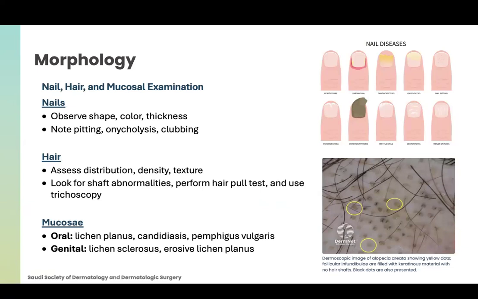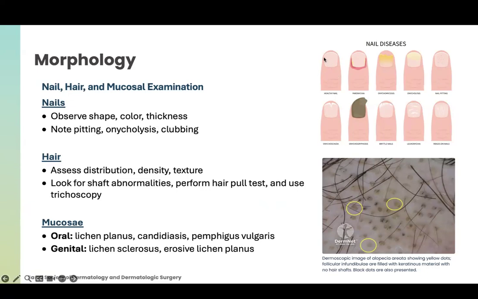So now that we're done describing skin lesions on the skin, don't forget, as part of your examination, always look at the nails, always look at the hair, and always look at your mucous membranes. But these obviously have a whole different lecture for nails specifically, hair shaft abnormalities, scalp abnormalities. But just in general, I'm going to touch upon it. You want to observe the shape of the nail, the color of the nail. You want to look at the thickness of the nail, if you have hyperkeratosis, if you have subungual hyperkeratosis.